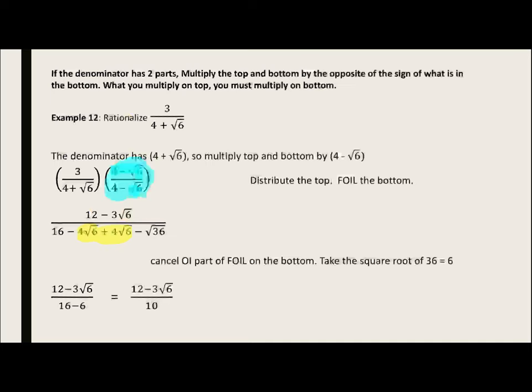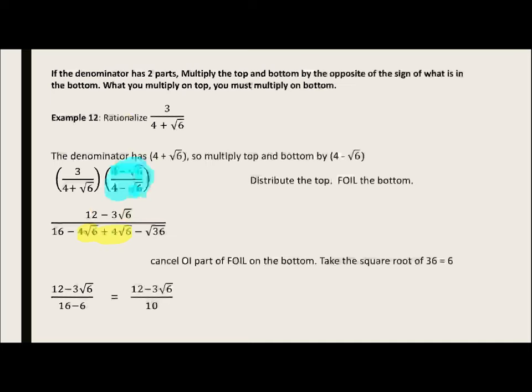If the denominator has 2 parts, you multiply the top and bottom by the opposite of the sign of what is in the bottom. What you multiply on top, you must multiply on bottom. Example 12, rationalize 3 divided by 4 plus the square root of 6. Okay, notice that the denominator has 2 parts. You can't just multiply by the square root of 6. It won't get rid of the square root in the denominator.